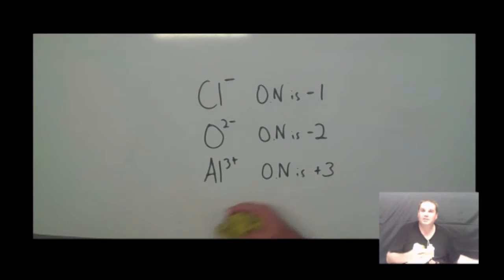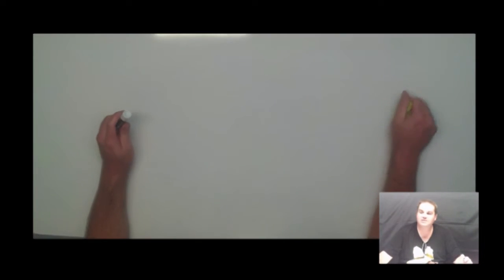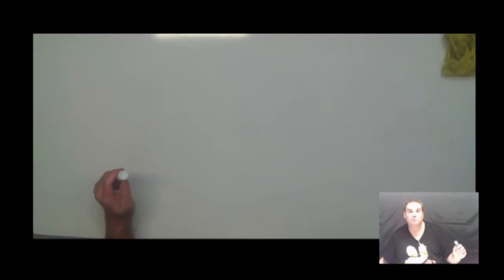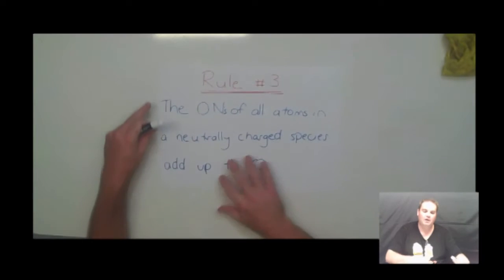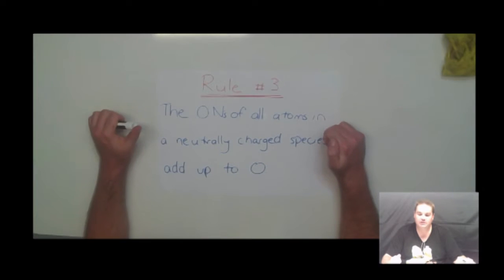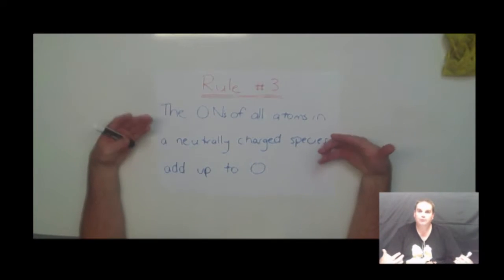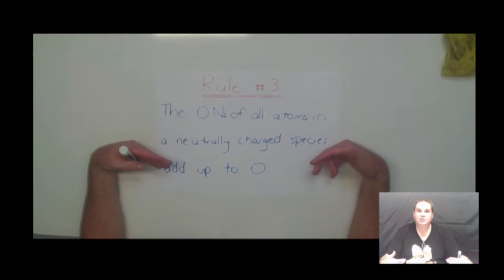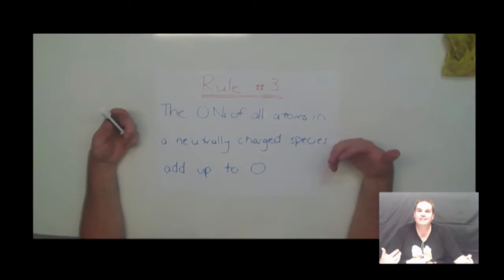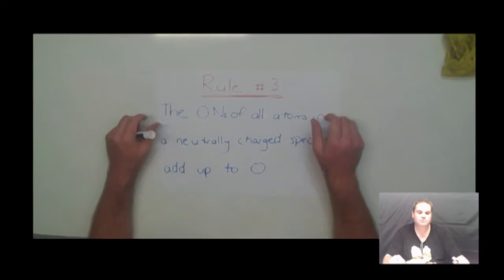But most of the time in chemical reactions, we don't have things that are just that simple. We've got a number of atoms bonded together. So this is where I introduce rule number 3. The oxidation numbers of all atoms in a neutrally charged species add up to 0. What we mean by that is if you've got a formula and the overall formula has a charge of 0, the oxidation numbers of each of those atoms in there, when you add them all up, must equal 0 as well.